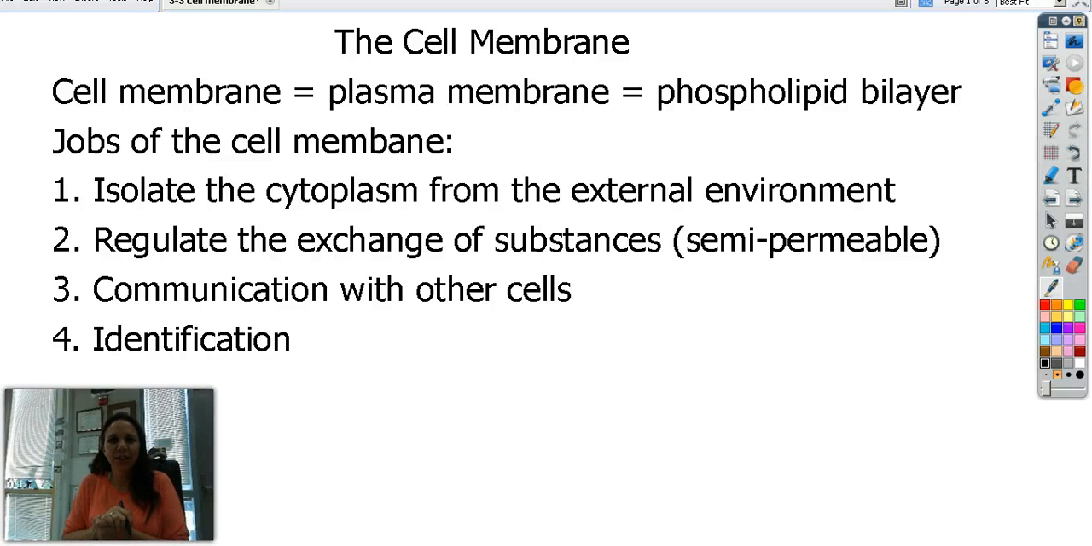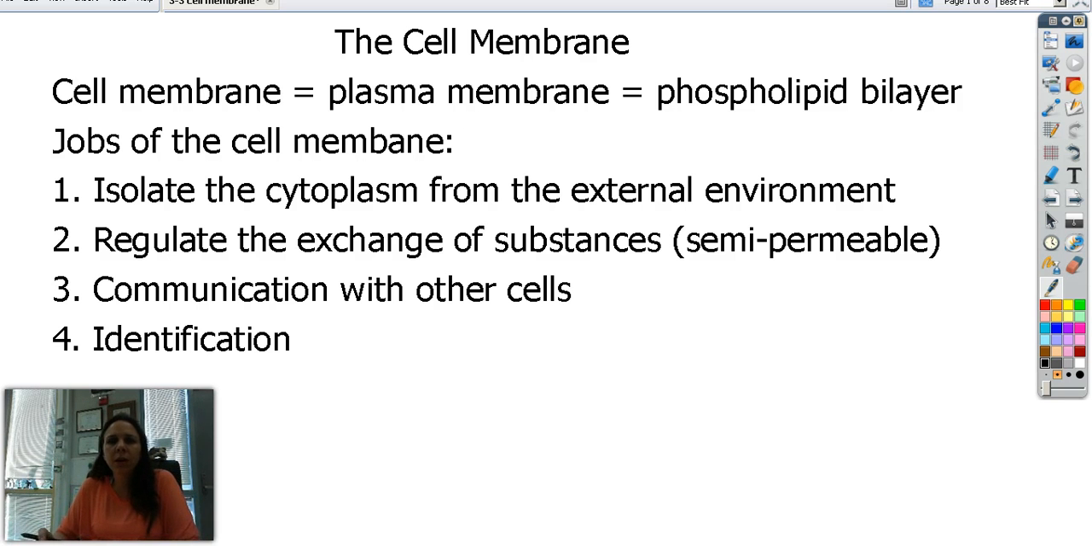Hi guys. So today, cell membrane, which is 3-3, so Unit 3, Section 3. This is also found in Chapter 7 in the book, Section 3. So Chapter 7, Section 3, if you wanted to look in the book to kind of help you out.